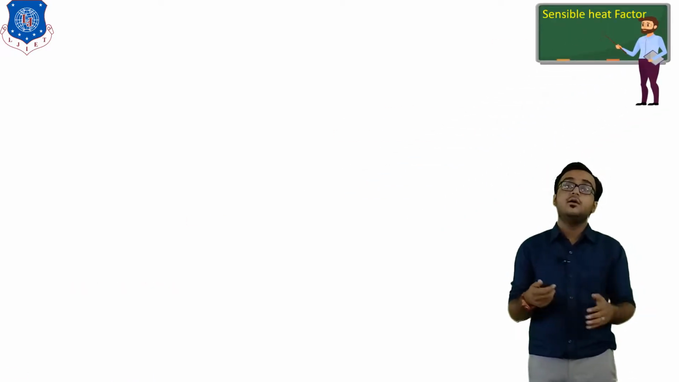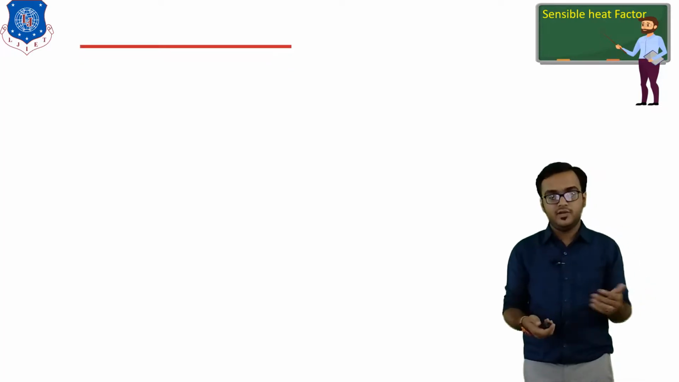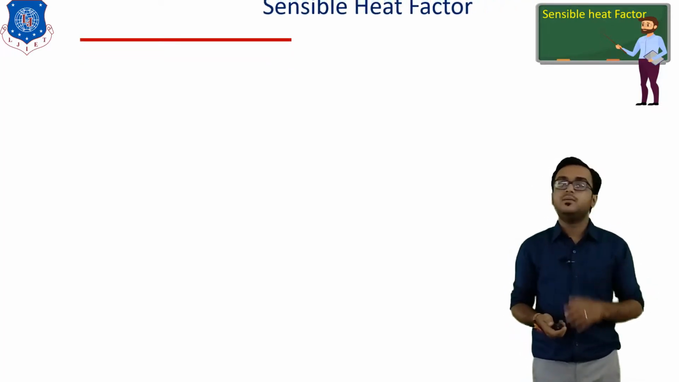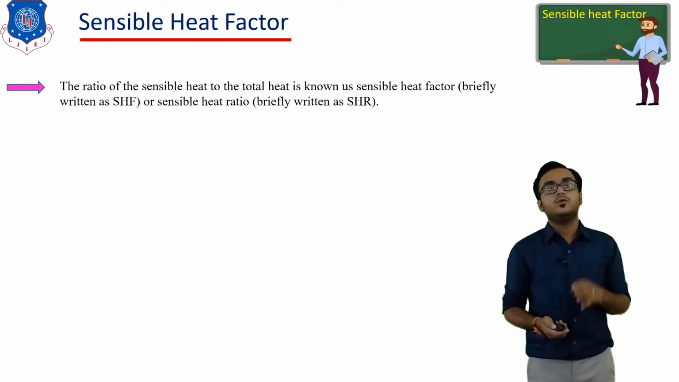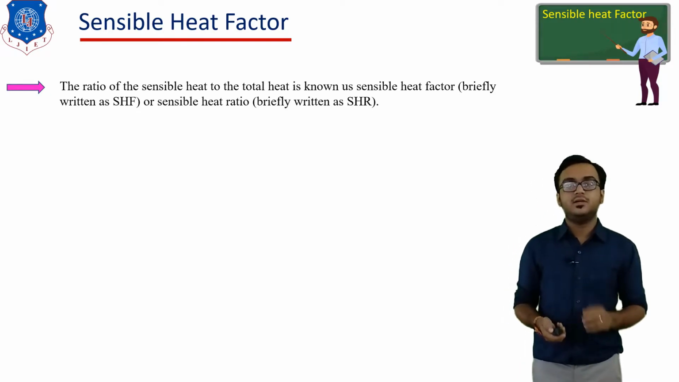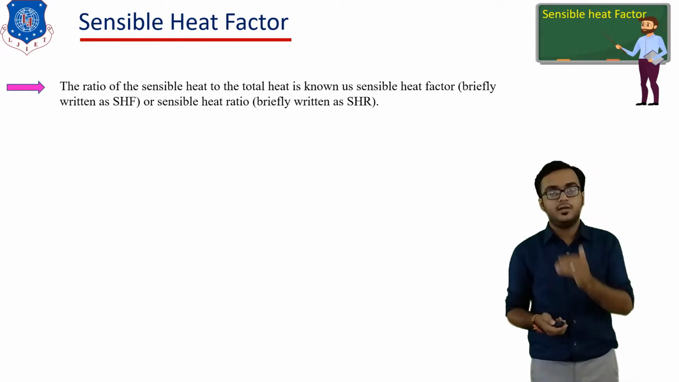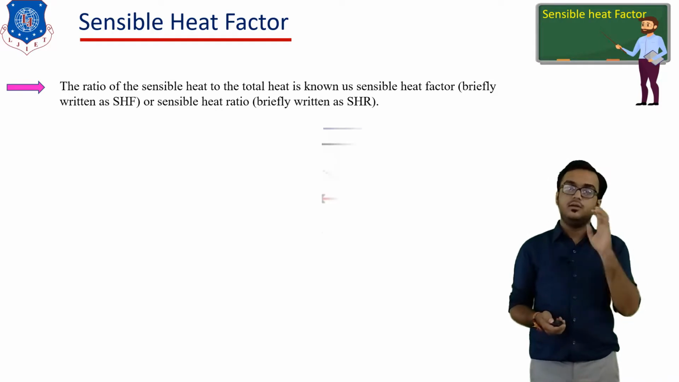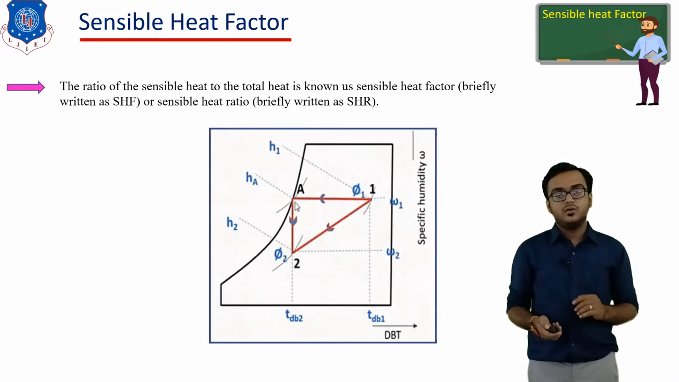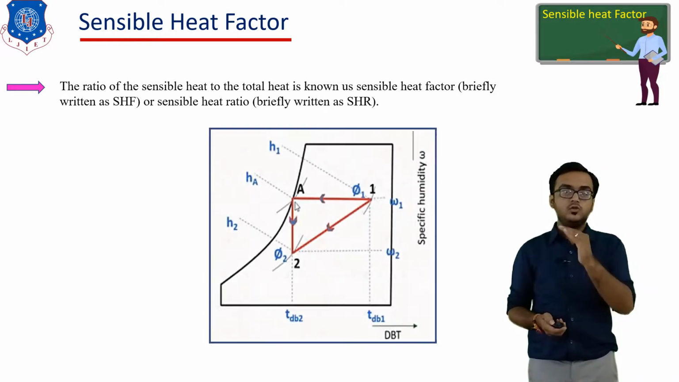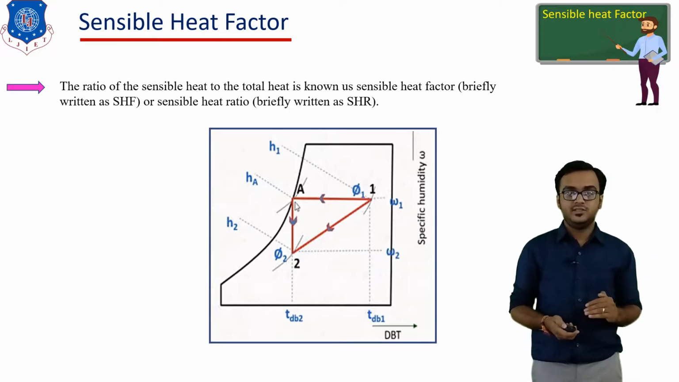because it is highly associated with the cooling and dehumidification process. Now what do you mean by sensible heat factor? Sensible heat factor is nothing but the ratio of sensible heat to the total heat. Here you can see the slope of the cooling and dehumidification process, that is 1 to 2.